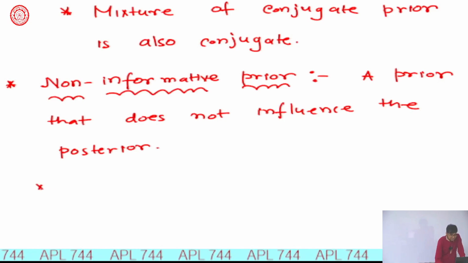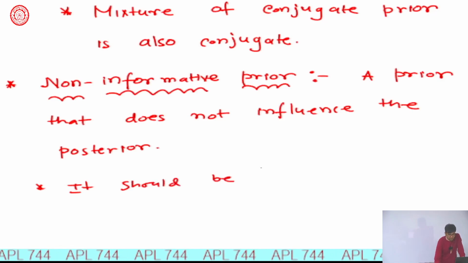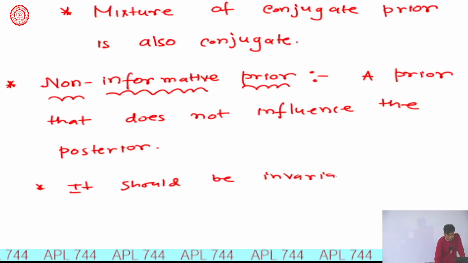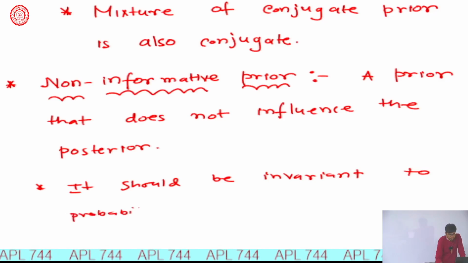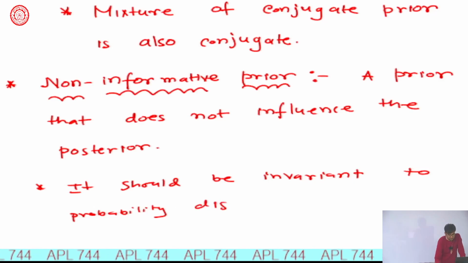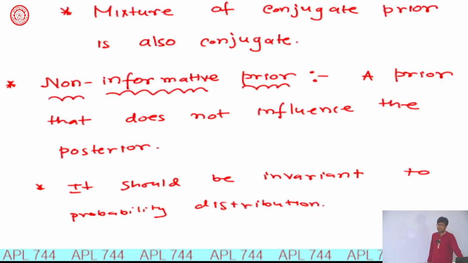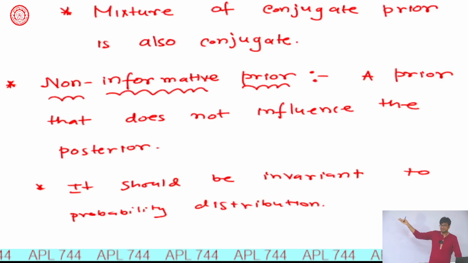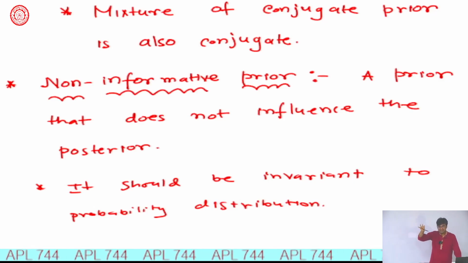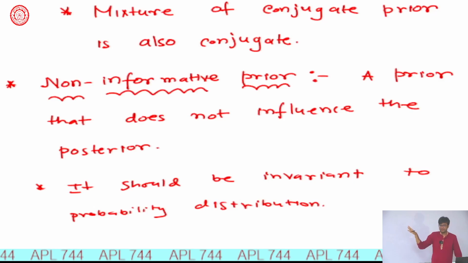Okay. So, the other condition is that it should be invariant to probability transformation. Okay. And actually, this condition was given by Jeffreys, because he is the one who defined what a non-informative prior is, and Jeffreys' non-informative prior satisfies both the criteria. Okay. And we will see that.